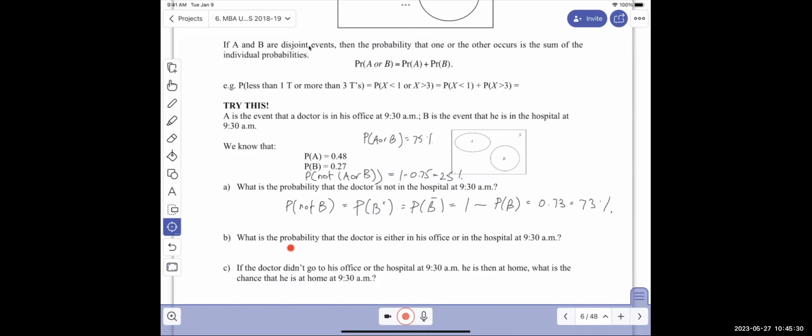So let's see, what is the probability that the doctor is either in his office or the hospital? So that is just the one we already calculated. That's the probability of A or B. That's how you would say that, either office or hospital. And the chance is 75%.